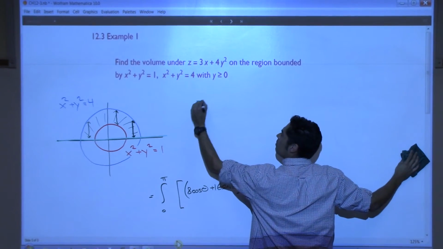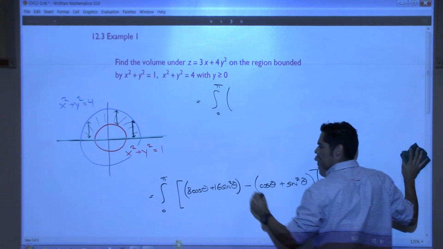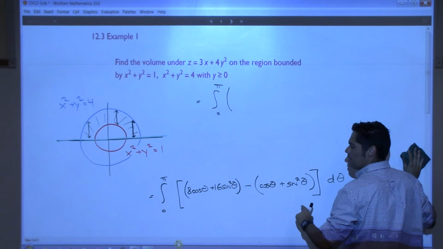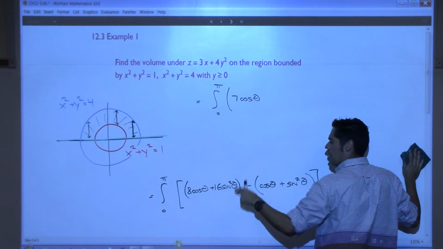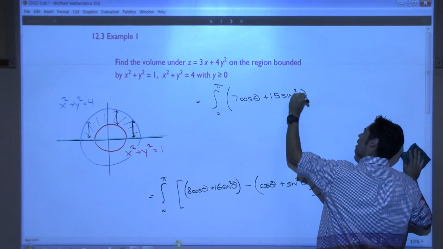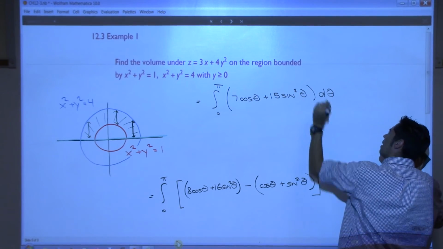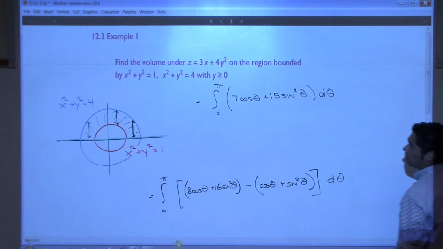So we have the integral from 0 to pi. How many cosine thetas do we have? 7 of them. 7 cosine thetas, and then 15 sine squared theta d theta. And now we're back in Cal 2.